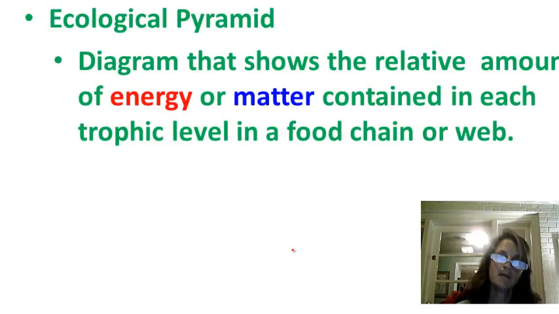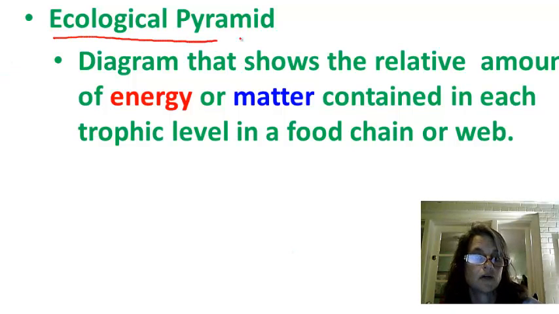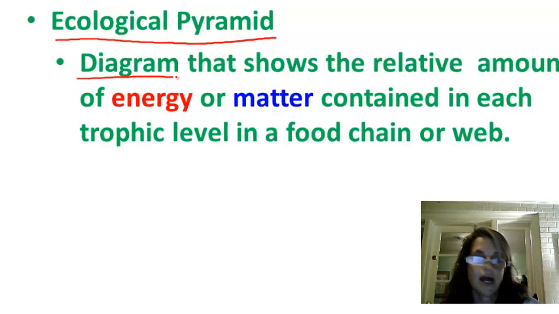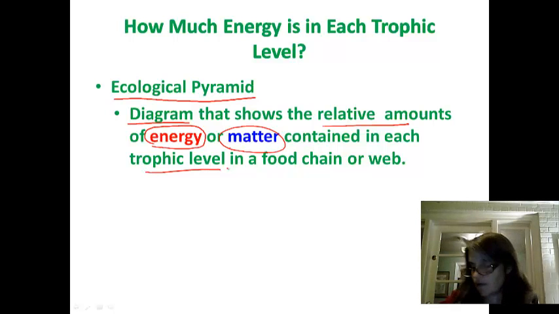All right, so here's an important question, an ecology question. How much energy is in each trophic level? The amount of energy you have in each trophic level is going to determine how healthy, how varied, how vibrant your ecosystem can be. And one of the ways we can diagram this, to show this, to model it, is by using an ecological pyramid. And this is just a diagram, that's all it is, that shows the relative amounts of energy or matter that are contained in each trophic level in a food chain or a food web.